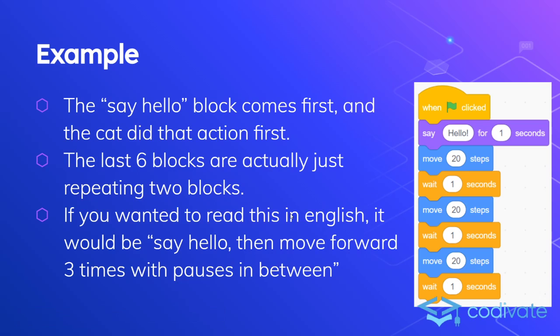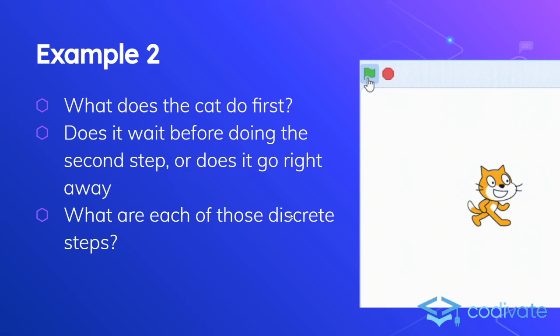And that's it. Alright, another example is this. So, the first thing you want to think about is, what does the cat do immediately when the green flag is clicked?